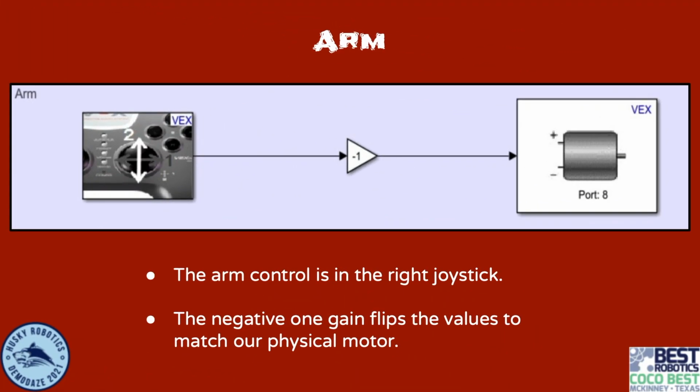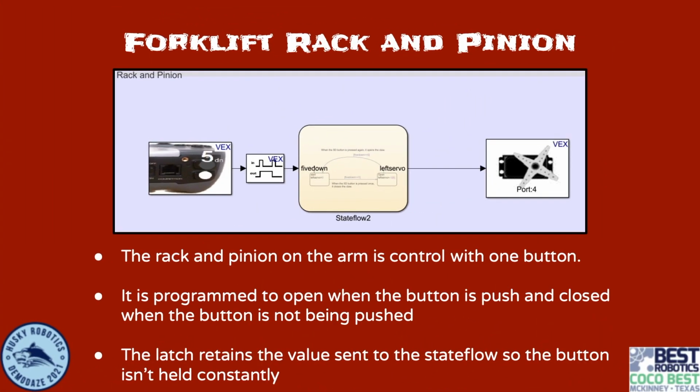This is the code for the arm. The value output increases as the joystick is pushed up and decreases when pushed down. The -1 gains flip the values, such as making a positive output a negative value and a negative output a positive value. This is the code for our rack and pinion.